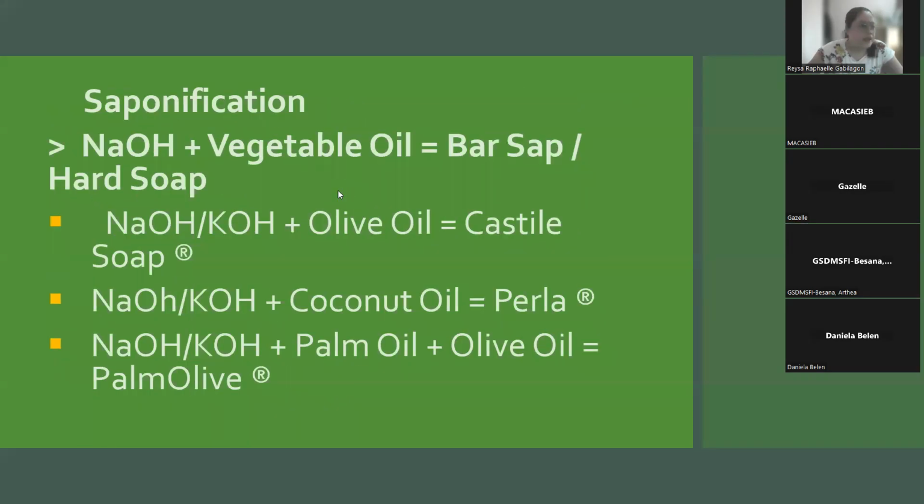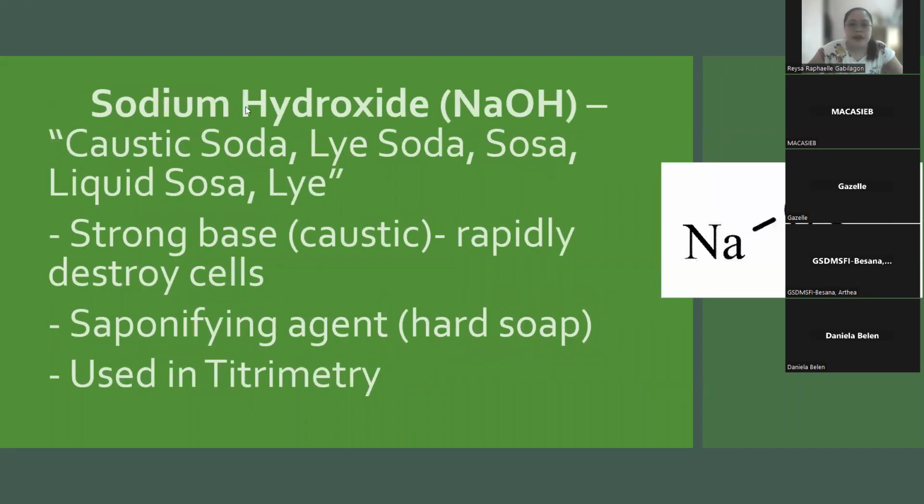Okay, let us continue with our sodium. We ended here with the sodium hydroxide class. So we discussed last time that sodium hydroxide is used as a saponifying agent. When you say saponifying agent, we use that as a basic or an alkaline material to produce soap.